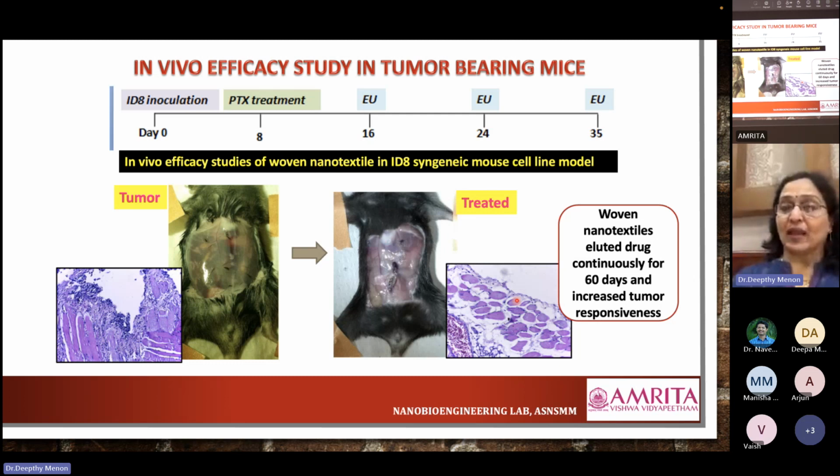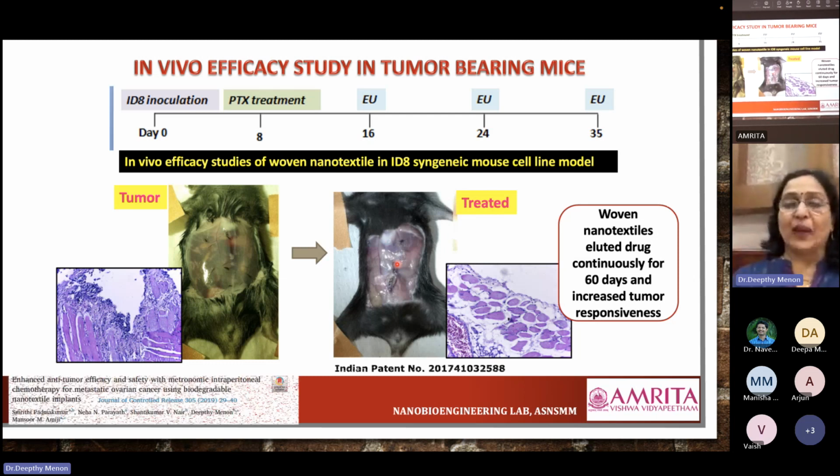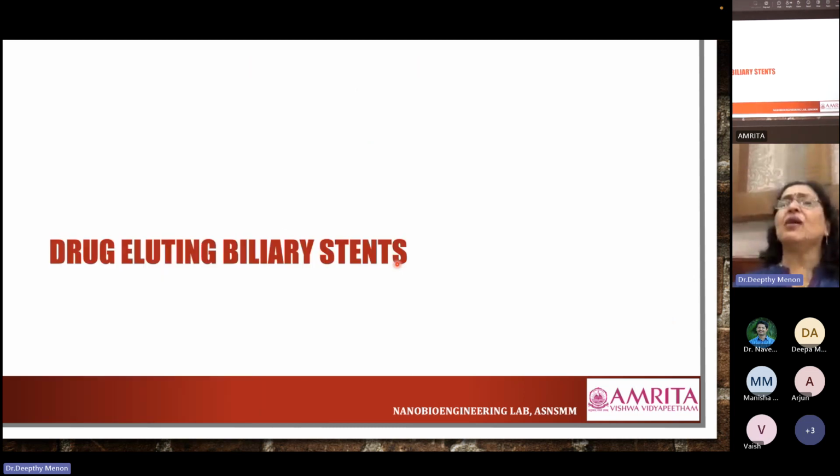So what do we understand? We understand that the woven nanotextile which was put inside a tumor-bearing mice could also elute the drug over a sustained period and increase tumor responsiveness. So this work was patented and published in the Journal of Controlled Release in 2019. We understand thus that we can load any drug, we can load a good concentration of the drug and develop any kind of implant. Now came the gastroenterology people for discussion.